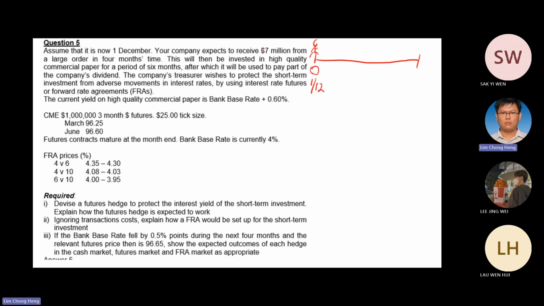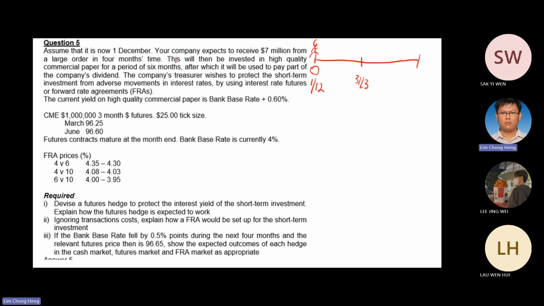The question says you expect to receive 7 million from a large order in 4 months' time. After 4 months? 1st of December until end of December is 1 month, 1st of January until end of January is 2 months, and so on, until it's the 31st of March.